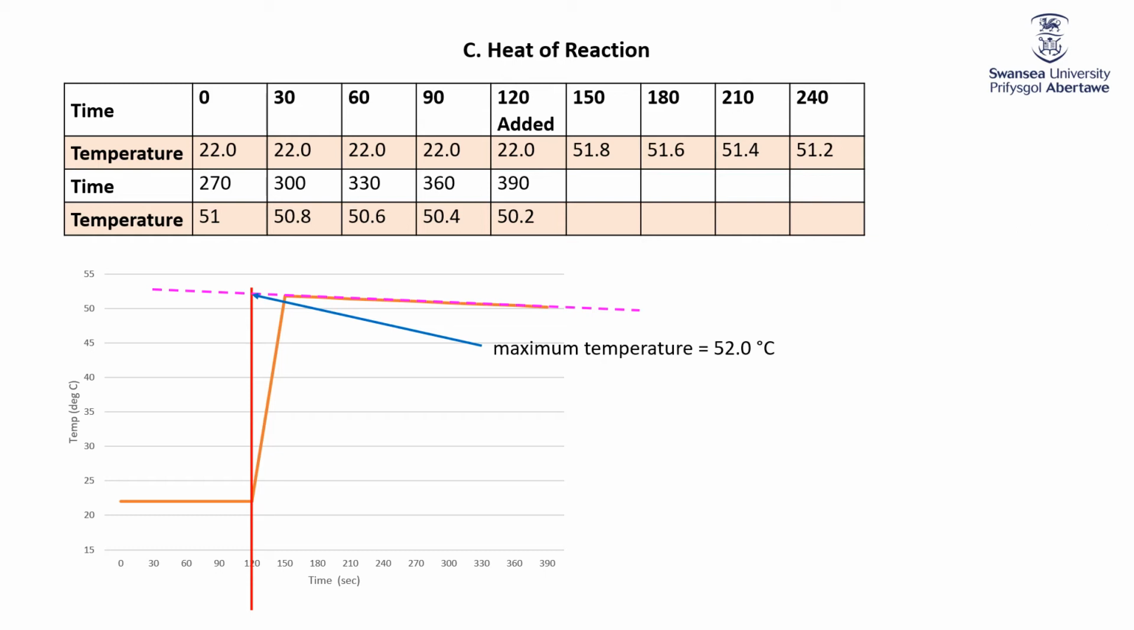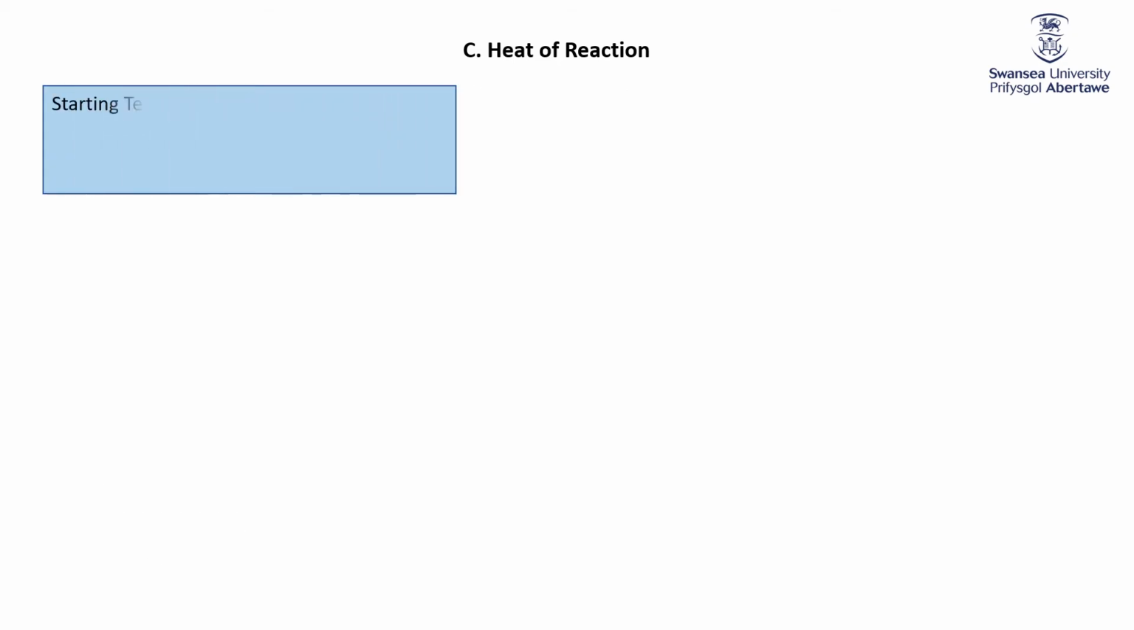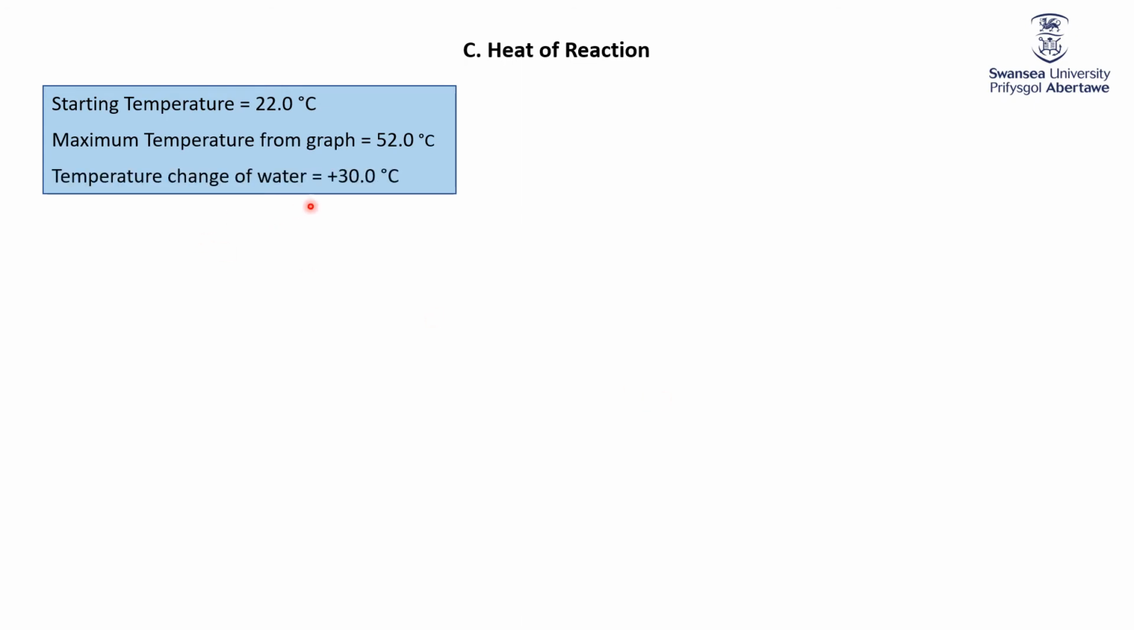Okay, so bits of information we need so far. We have 22 degrees Celsius to 52 degrees Celsius, that's our temperature change. And the water, again, I'll put this on the next slide too. We mixed 50 mL with 52 mL, so the mass of water, 102 grams. So starting temperature 22, maximum temperature 52. So the temperature change of the water in this non-beautiful blue, plus 30 degrees Celsius.